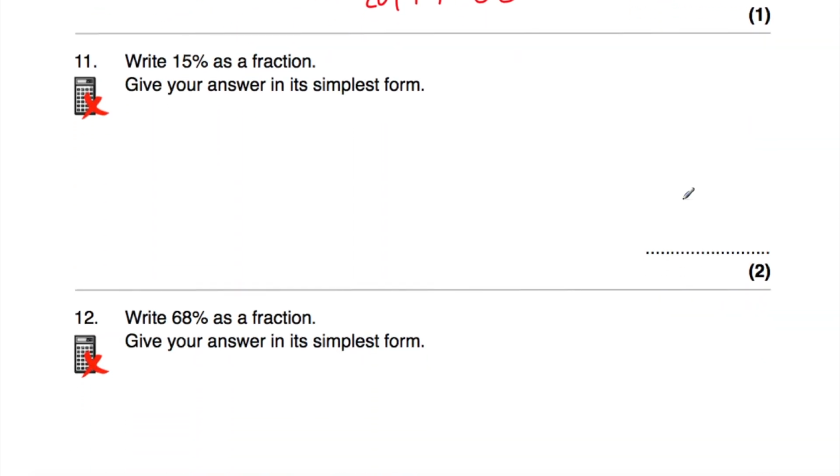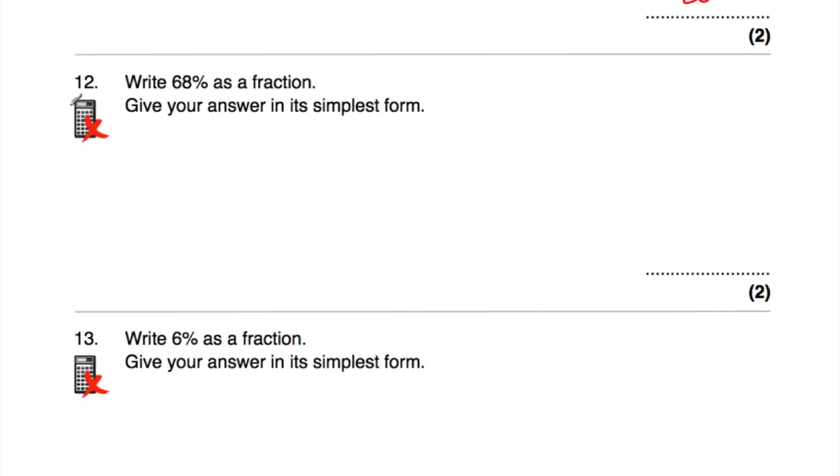Okay, let's look at our next question, question number 11. Question number 11 says to write 15% as a fraction and to give our answer in its simplest form. So this is 15%, so that's 15 out of 100. And now we just need to cancel it down. Both of these numbers are divisible by 5. So 15 divided by 5 is 3, and 100 divided by 5 is 20. So that's going to be 3/20. That means that 15% is 3/20. And that's it.